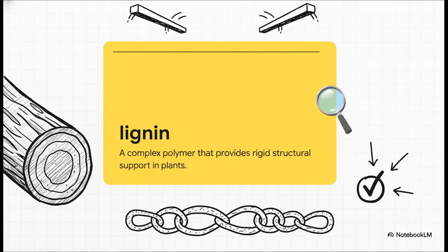And the answer is just one word, lignin. It's the super tough polymer that gives the xylem its rigid strength. Think of it like this. If cellulose is the steel rebar, lignin is the concrete poured around it. And that's exactly why the examiner is looking for this specific word. The mark scheme is crystal clear. Only lignin gets the point.